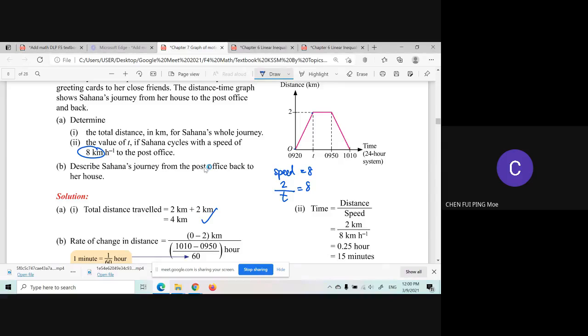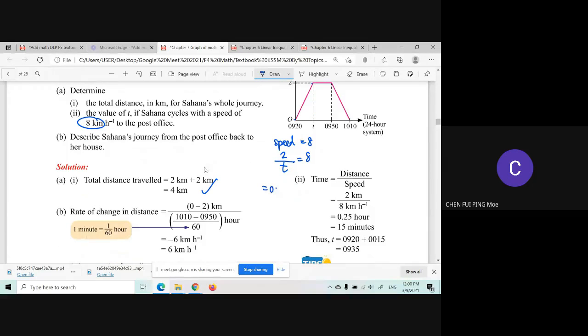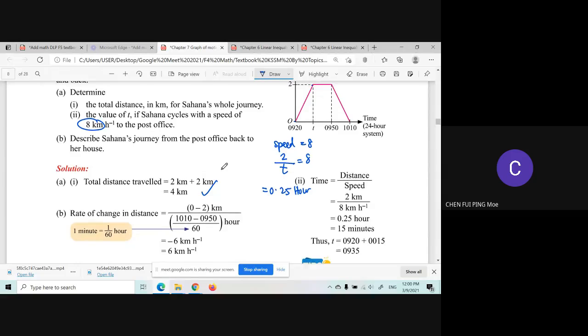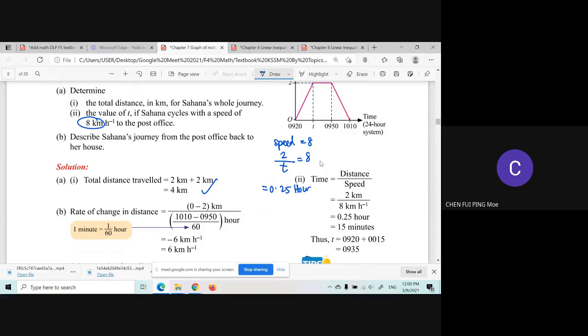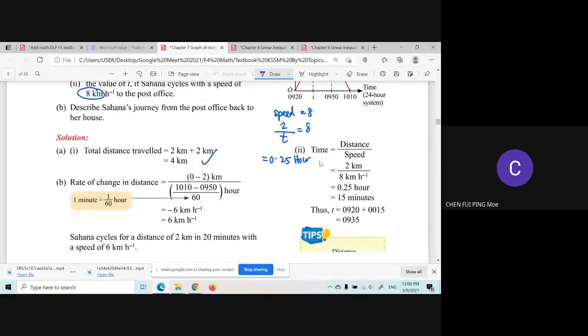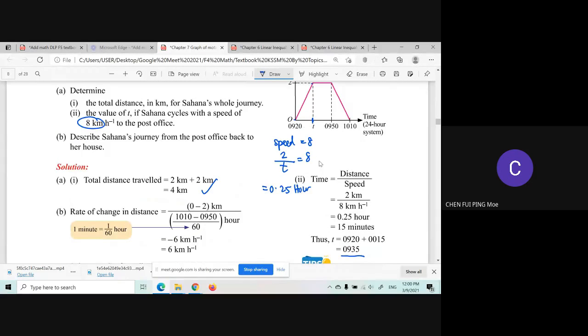So cross multiply, you will have 0.25 hour. Convert to minutes, so actually it is 15 minutes. Because it's starting at 9:20, until here you need to know is 9:20 plus 15 minutes. So actually it is 0935. So this is how we find the value of t.